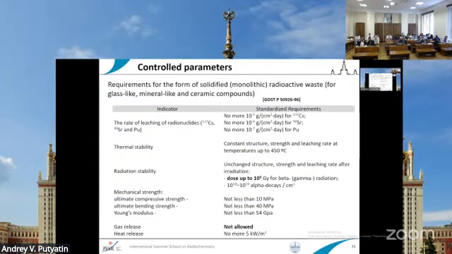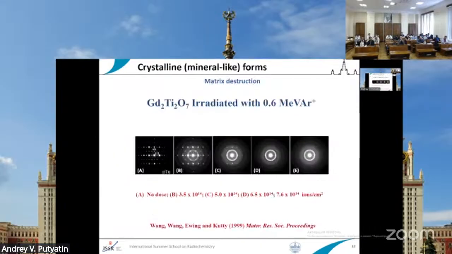So other parameters: thermal stability, radiation stability. Again, here the dose is 100 times higher than for cement compounds. And you can see there is also an indication that radiation stability must be tested against alpha radiation also. So higher mechanical properties, and no gas release is allowed except the release of helium. There is a written exception for helium release due to alpha decay. And there is some limitation for heat release.